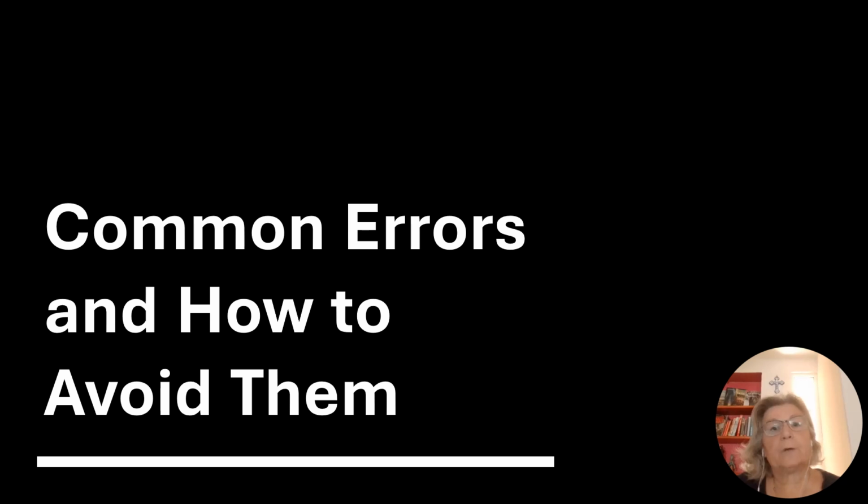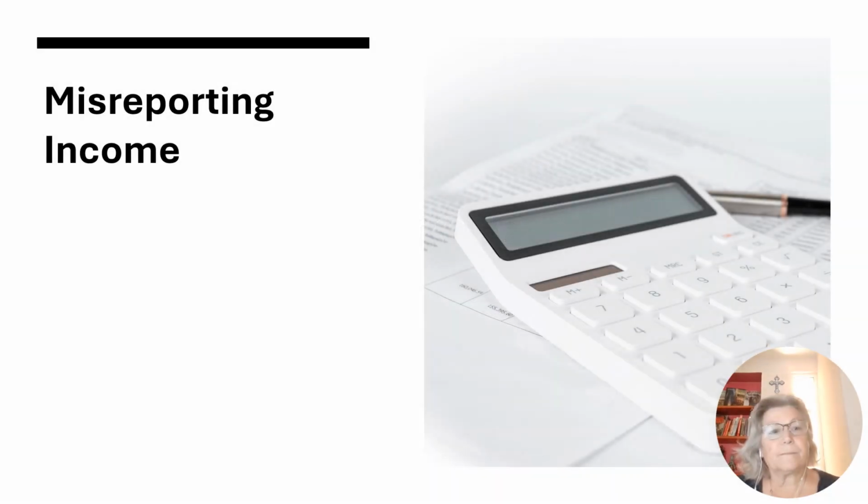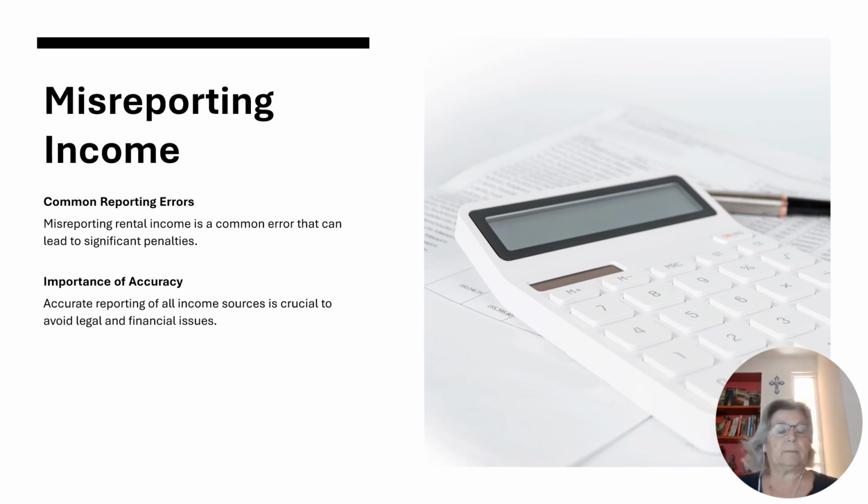Common errors and how to avoid them. Misreporting income. Okay, again, just check the detail. Make sure that what's on the rental contract agrees to what's going into your bank accounts. And if not, reconcile it and explain the differences. Okay, it is very important that it is accurate because you can be charged penalties.